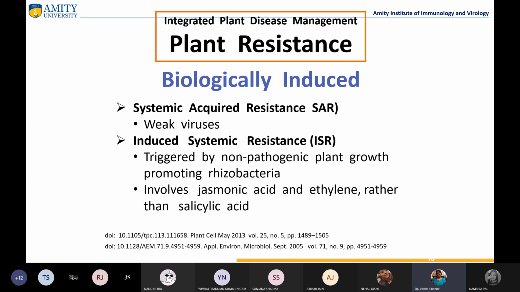Then biologically induced systemic acquired resistance by weak viruses. This is somewhat like a cross-protection phenomenon. I guess last time I brought up cross protection in plant viruses, right? Where we can infect the plants with weak or non-virulent strains, which are not very infectious, and then these will provide immunity against the more virulent pathogens in later stages, right?